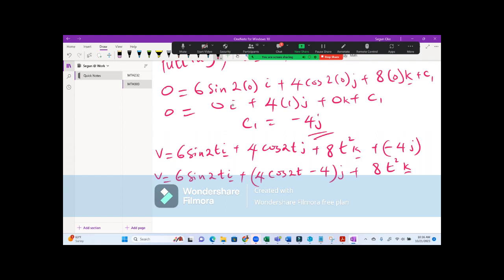Now, is that the final answer? No. So now we go back to the equation. Remember the question says, find the V and R. So for us to find the R now, how do we find R?